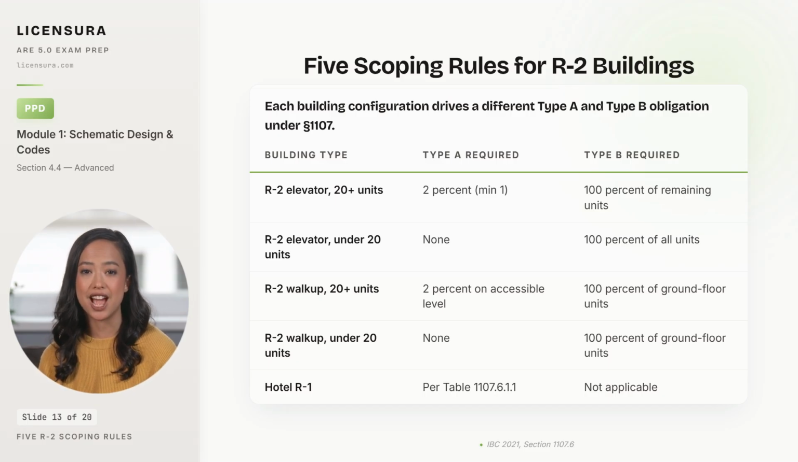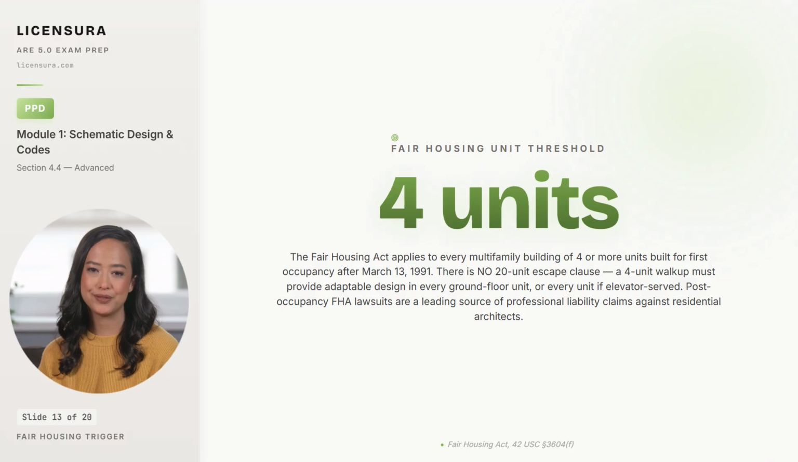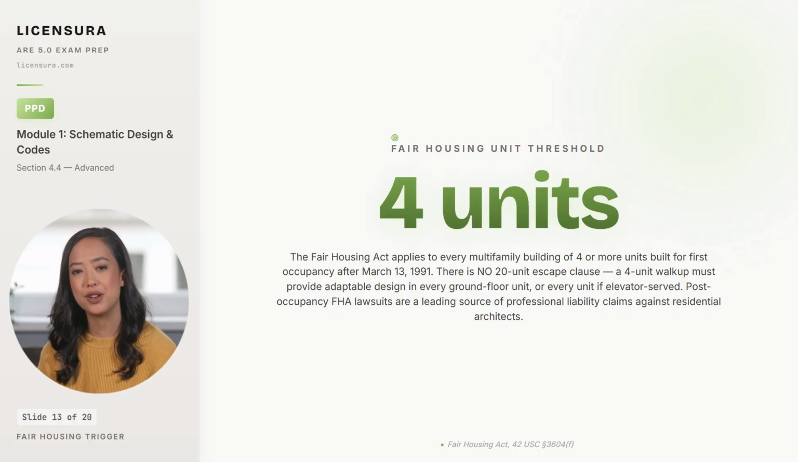But the IBC is not the only statute in play, and the Fair Housing Act trigger is far lower. 4 units. That is the Fair Housing Act trigger, and unlike the IBC, there is no 20-unit escape clause hiding underneath it. Every multifamily building of 4 or more units constructed for first occupancy after March 13, 1991, must provide adaptable design features in every ground floor unit, or in every unit when the building is served by an elevator. A 4-unit walk-up in a small town is fully subject to FHA, the same as a 400-unit luxury tower.